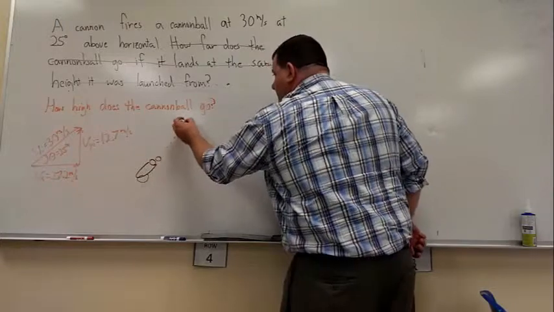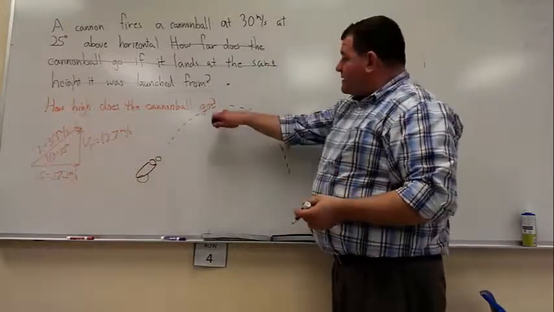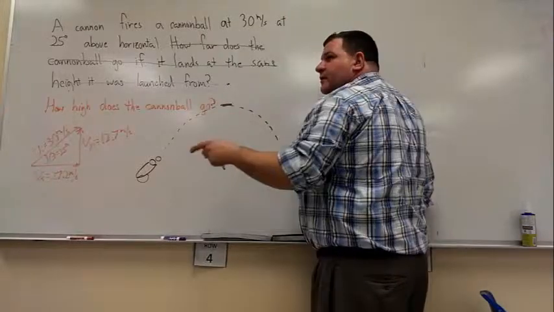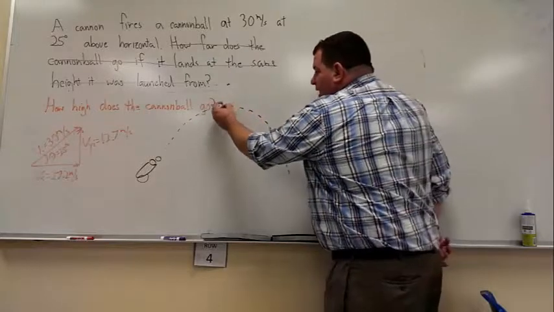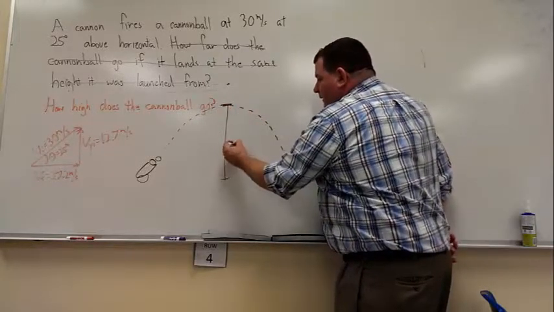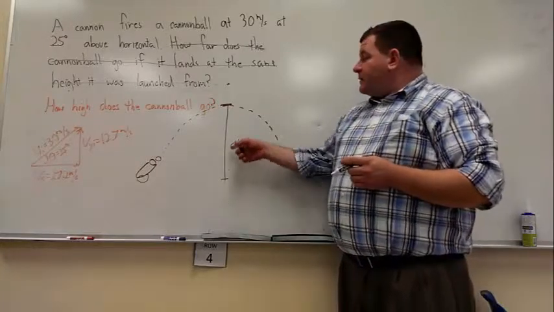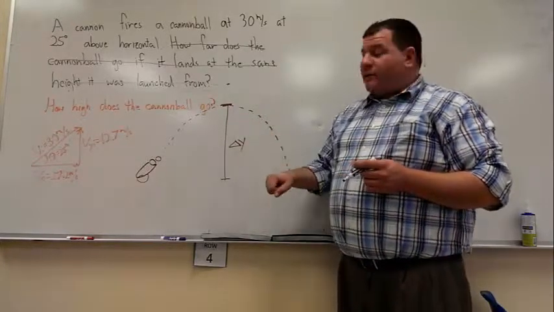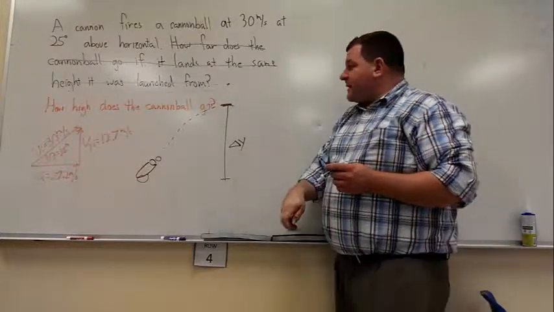The cannonball goes up, and it's going to come back down. But all we care about is this first half, when it gets to the highest point. We're only interested in the first half of this path. This is the highest point here, and we want to know what its height, its vertical displacement will be. So we're looking for delta y at this point. We can ignore the second half of the flight of this projectile.